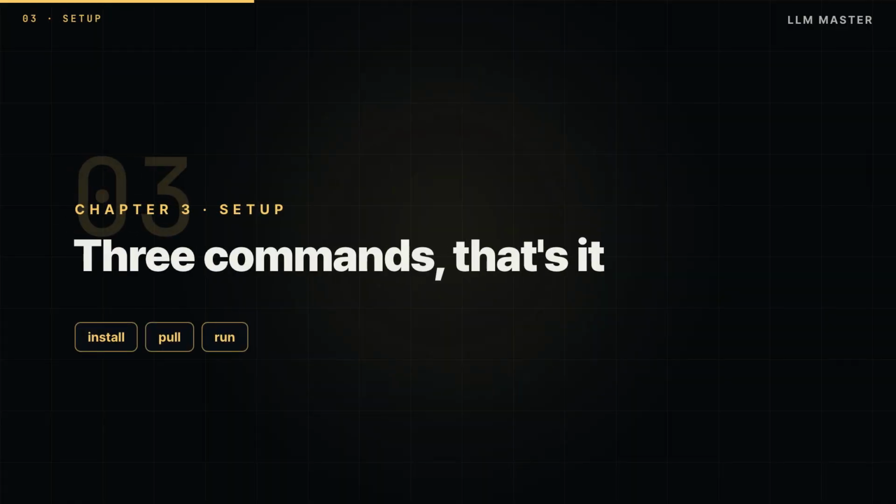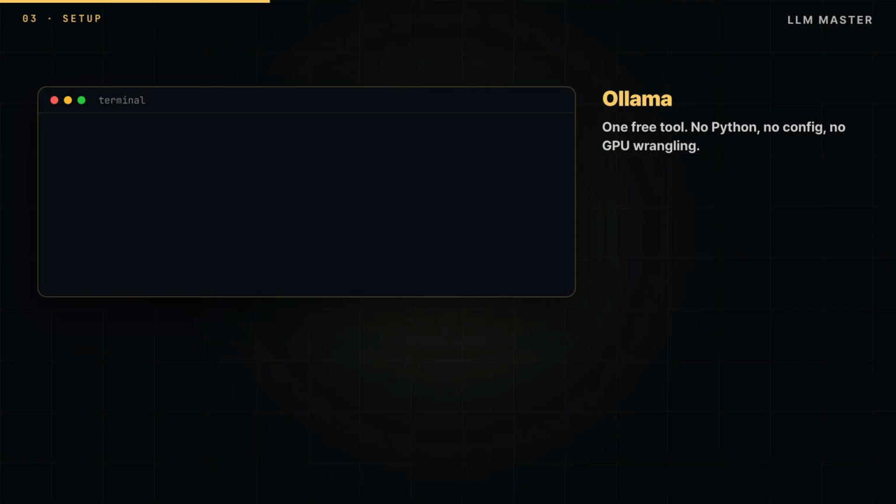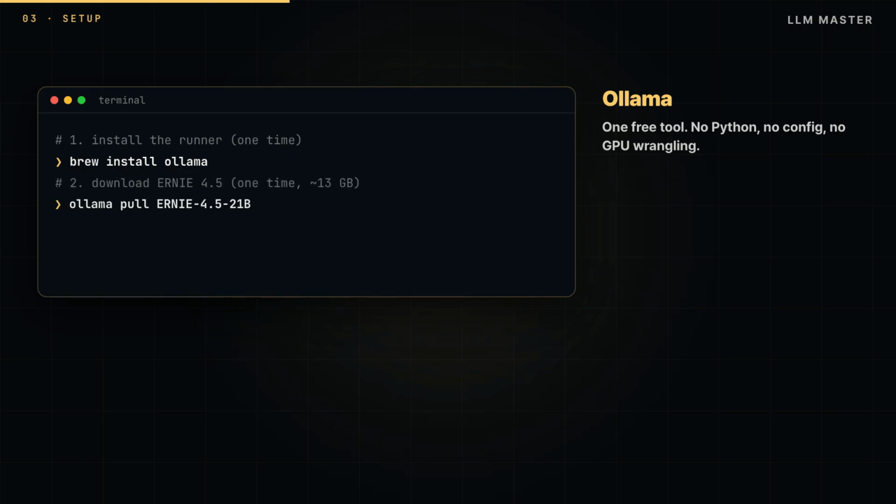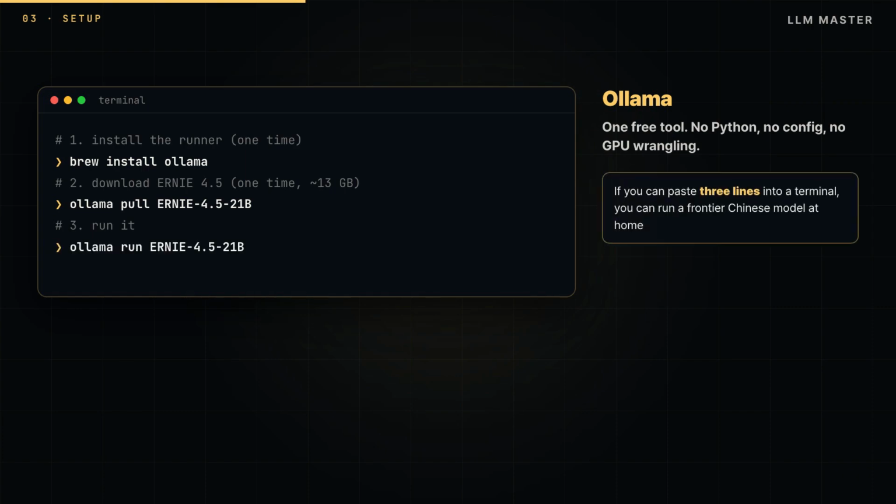Chapter 3. Now the part everyone worries about, the setup. I promise it's genuinely 3 commands. We use a free tool called Ollama, which handles everything, downloading models and running them with one simple command. Install it, then pull the model. This downloads ERNIE 4.5 to your machine, a one-time thing, then run it. That's the whole setup. No Python, no configuration files, no GPU wrangling.